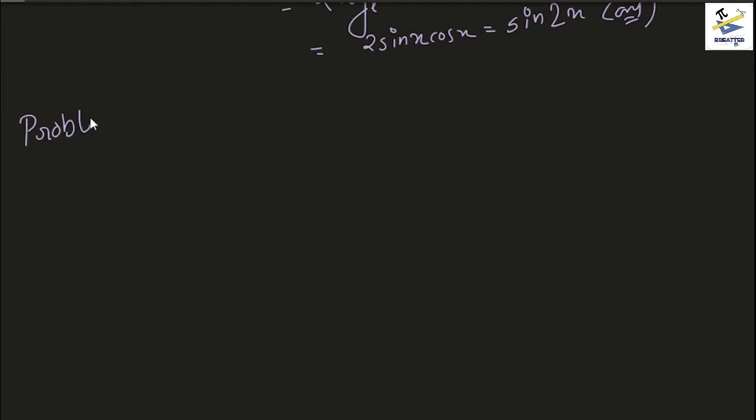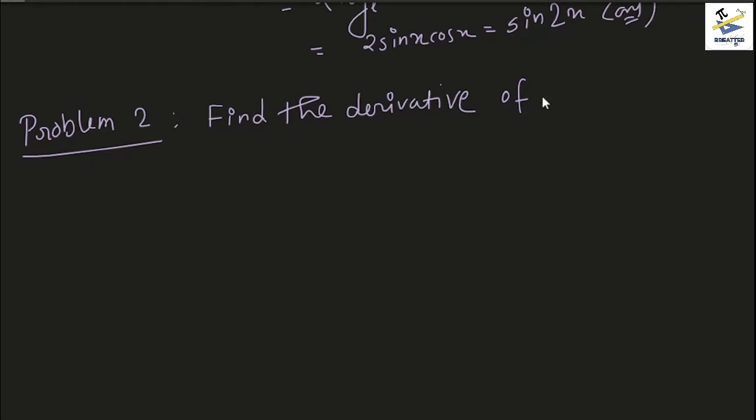Problem 2. Find the derivative of f of x equals (x square plus root x) whole to the power sin x plus log square x. This thing is the function which we are given, and we need to find the derivative of it.